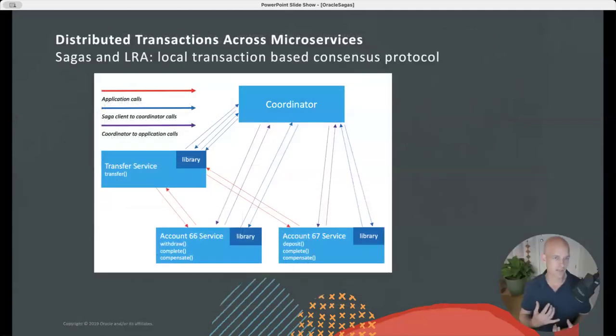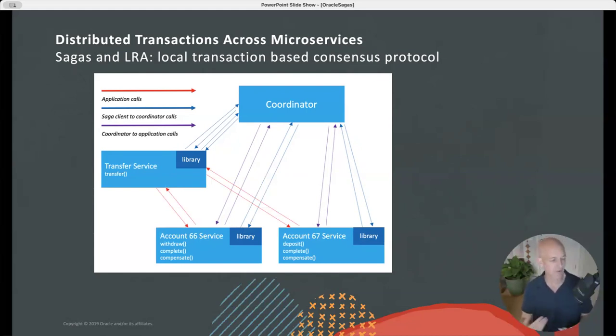If you look at the flow of a Saga, it's actually quite similar to a JTA or whatever two-phase commit transaction application you've used in the past, where there is a coordinator, like a transaction manager, and an initiator. In this case, we have a transfer service making the classic bank account transfer. The transfer service is starting a Saga or starting an LRA. So the most popular and well-defined Saga spec is the long-running actions LRA specification from MicroProfile. And so I'll use Saga and LRA interchangeably when I talk.